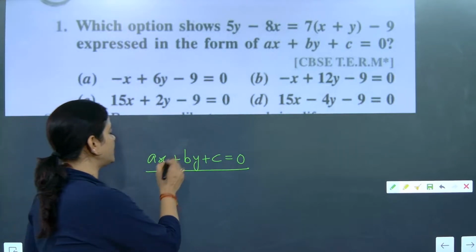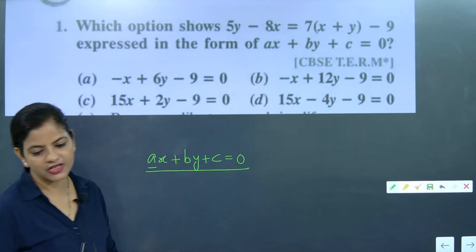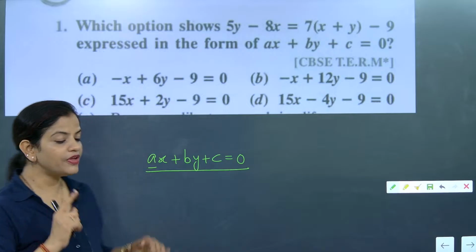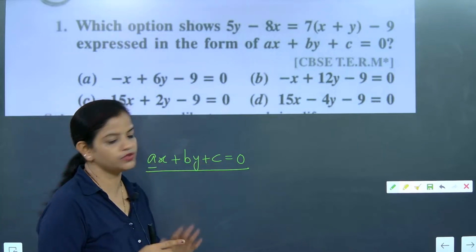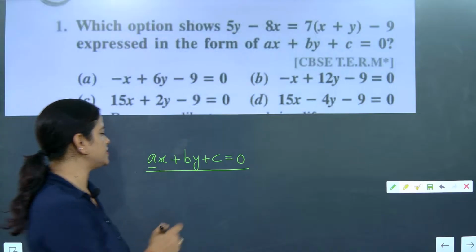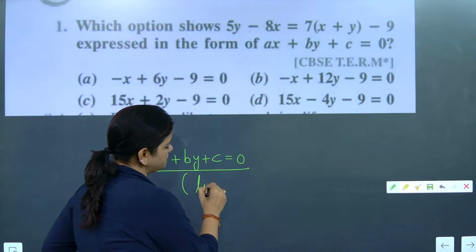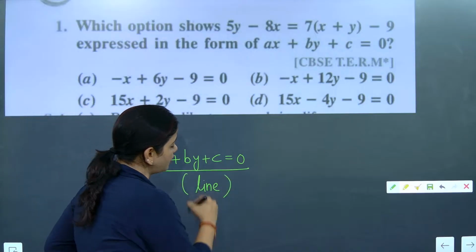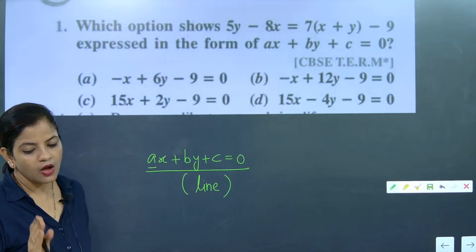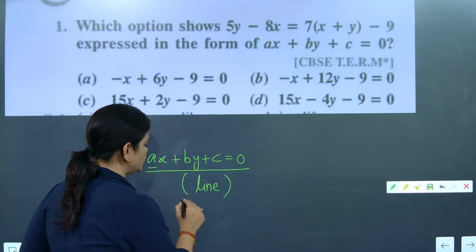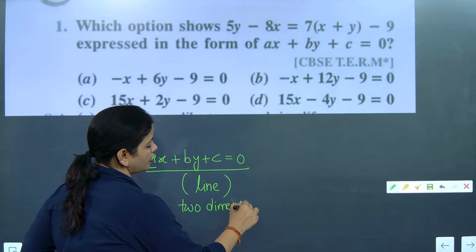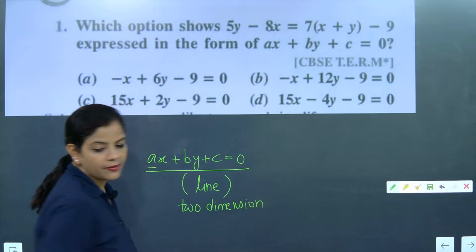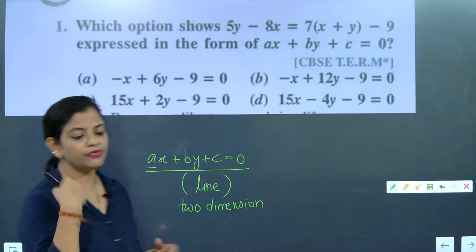Now look at it: ax plus by plus c equal to 0. When we write the linear equation ax plus by plus c equal to 0, it is exactly representing a line. What dimension, beta? Two dimension.